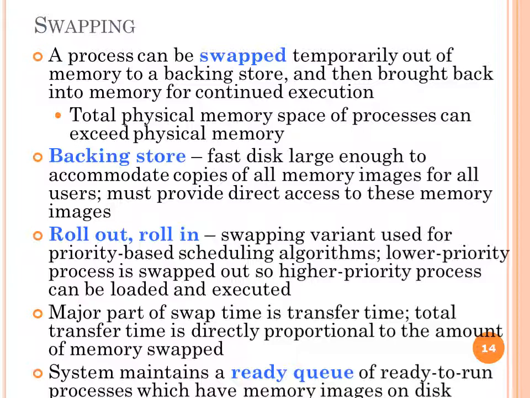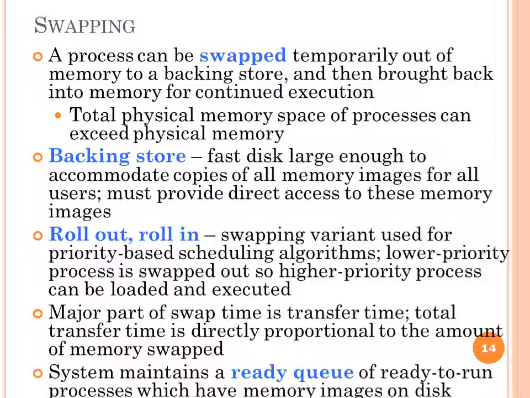The swapping requires a backing store, as we discussed earlier. A backing store is commonly a fast disk. It must be large enough to accommodate copies of all memory images for all users, and it must provide direct access to these images. The system maintains a ready queue consisting of all processes whose memory images are on a backing store or in memory and are ready to run.